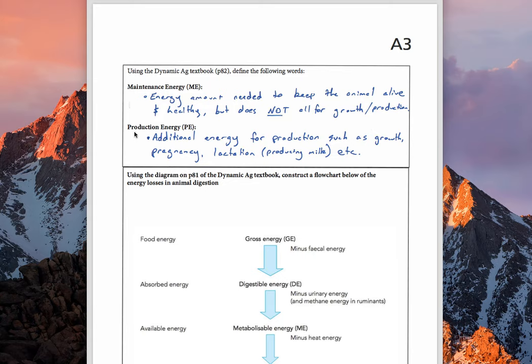Now, normally a farmer will want to feed, unless you're in a drought or something like that, an animal production energy as well, which is extra energy on top of maintenance energy. The reason is that it's not going to produce or do anything unless you feed it enough extra energy to be able to do that. So additional energy for production, such as growth, pregnancy, lactation, producing milk, etc., is what we term production energy. When you're thinking about a ration for an animal that's growing and you want to increase its size or weight, or you want it to be pregnant, you have to consider giving it maintenance energy and production energy.